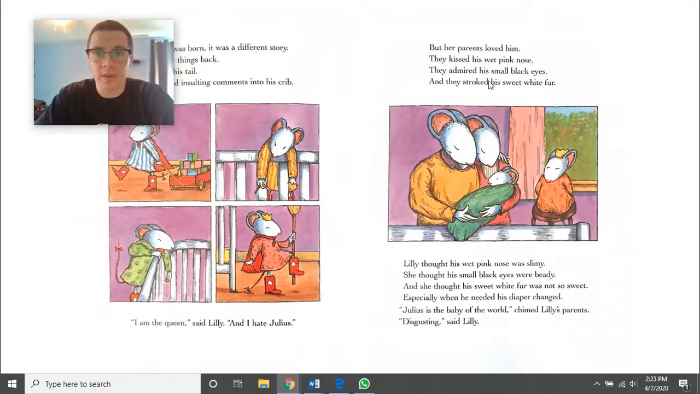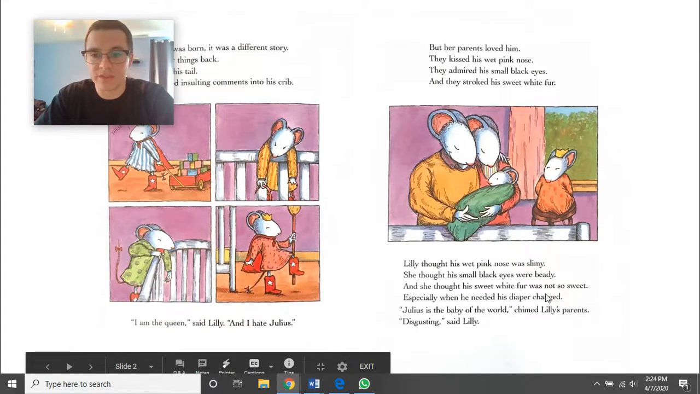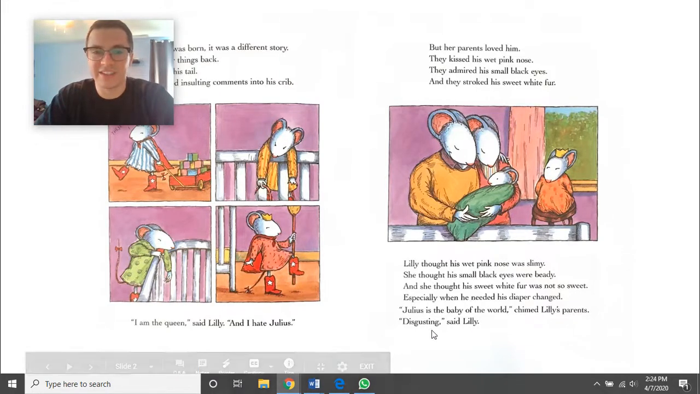But her parents loved him. They kissed his wet pink nose, they admired his small black eyes, and they stroked his sweet white fur. Lily thought his wet pink nose was slimy. She thought his small black eyes were beady, and she thought his sweet white fur was not so sweet, especially when he needed his diaper changed. Julius is the baby of the world, chimed Lily's parents.